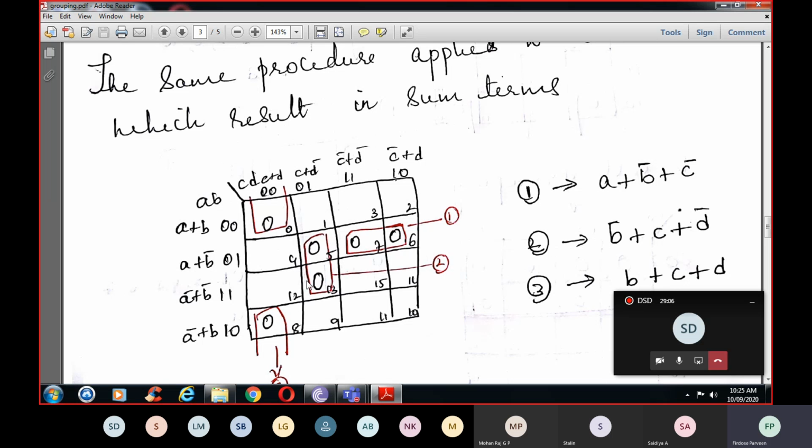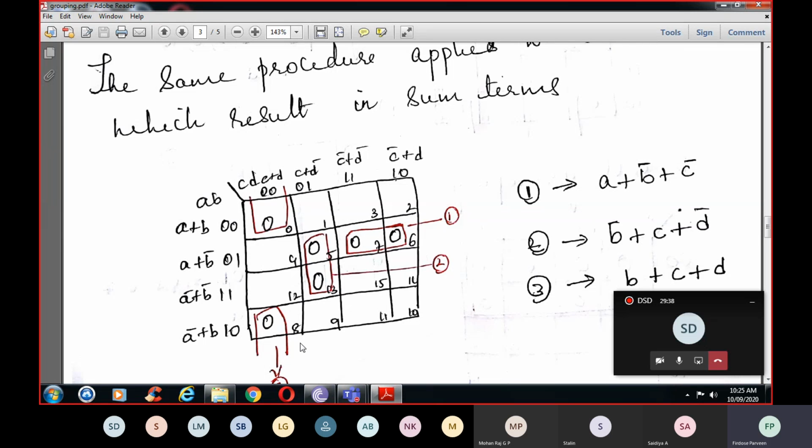In the same way, group 2. It corresponds to which group? It is 5 and 13, cell number 5 and cell number 13. So it corresponds to which row? It corresponds to these 2 rows. So what is not changing here? That is B bar is not changing. So I will write B bar. And it corresponds to which column? It corresponds to this column, that is C plus D bar. So I will write C plus D bar. So B bar plus C plus D bar.